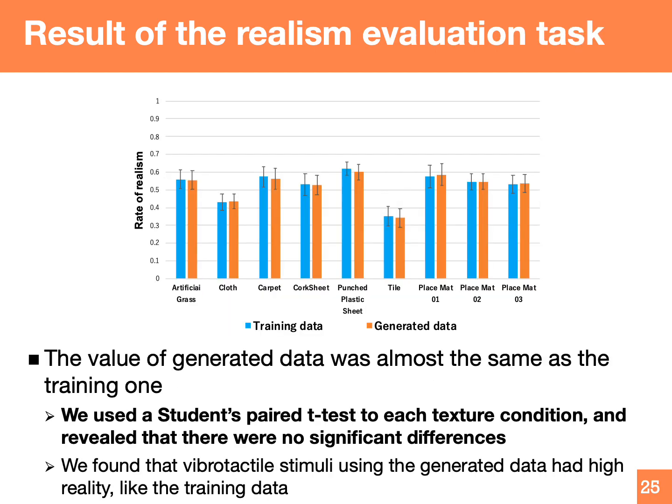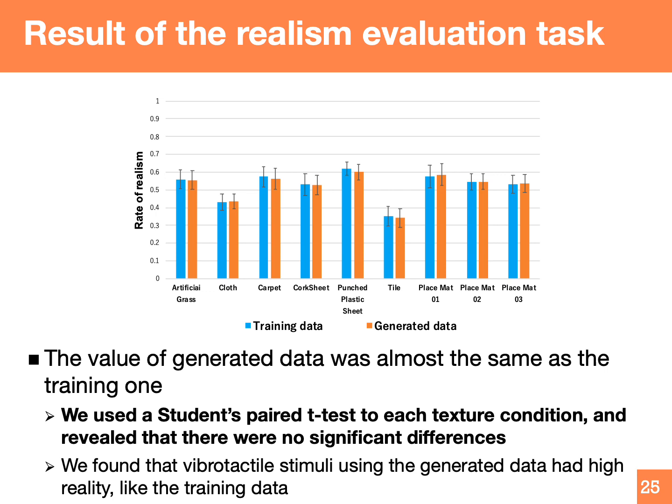Next, we will describe the result of the realism evaluation task. This graph shows the evaluation value of the visual analog scale. The horizontal axis shows each texture, and the vertical axis shows the evaluation value.